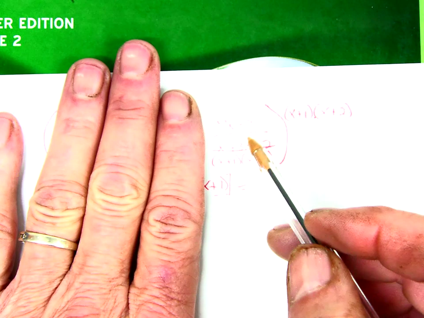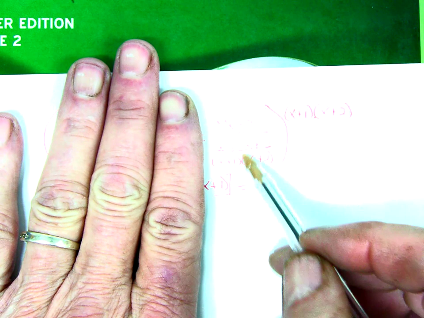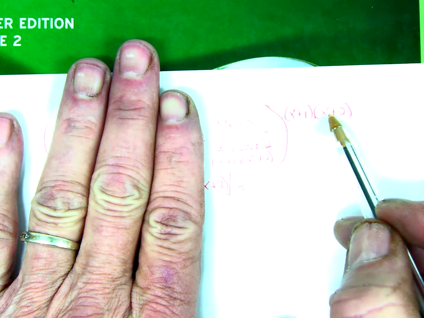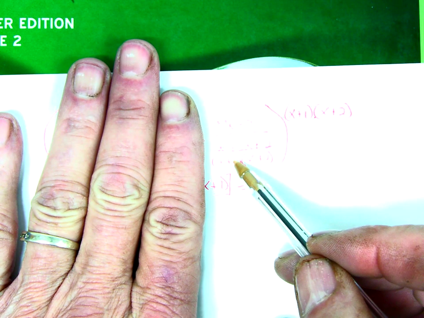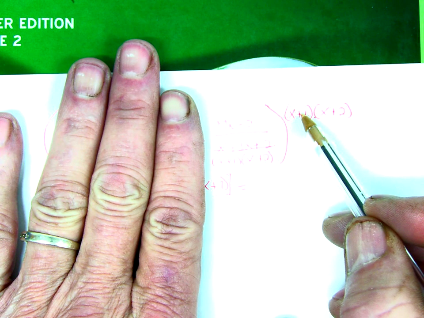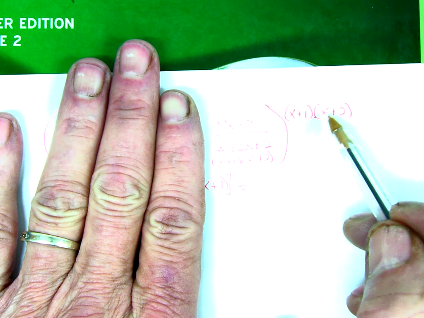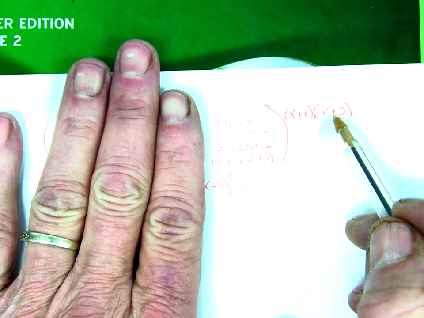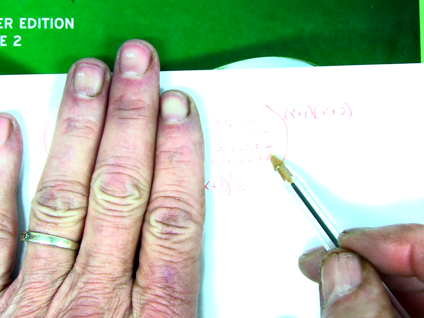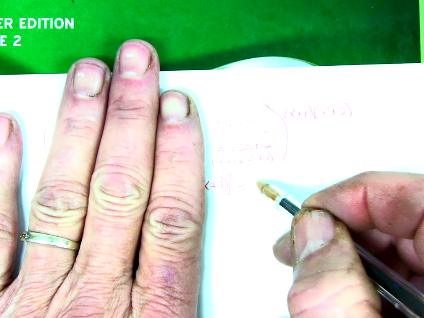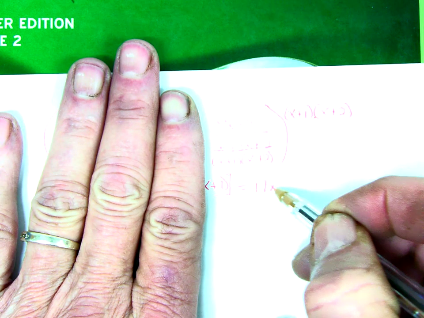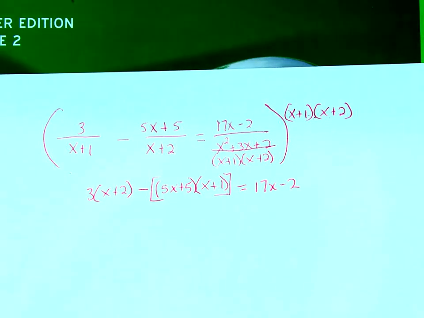Now I'm here. When I multiply this fraction by this, look, I've got an x plus 1 on bottom, x plus 1 on top. X plus 2 on bottom, x plus 2 on top. So all of those go away. Now I'm left with nothing on the bottom of this one, nothing left to multiply on the top, and there we have it.